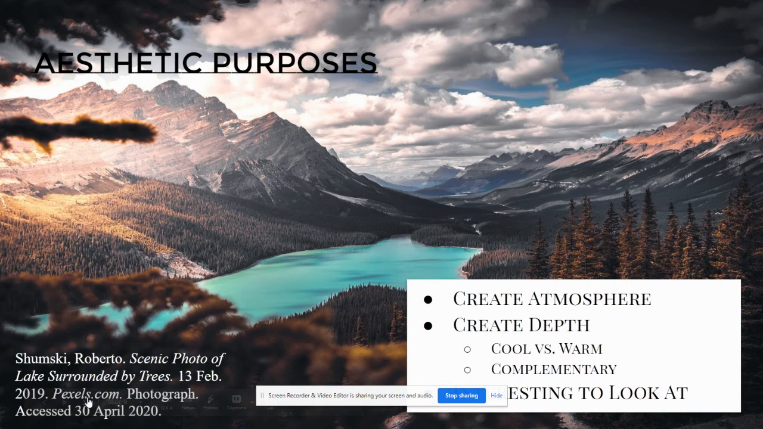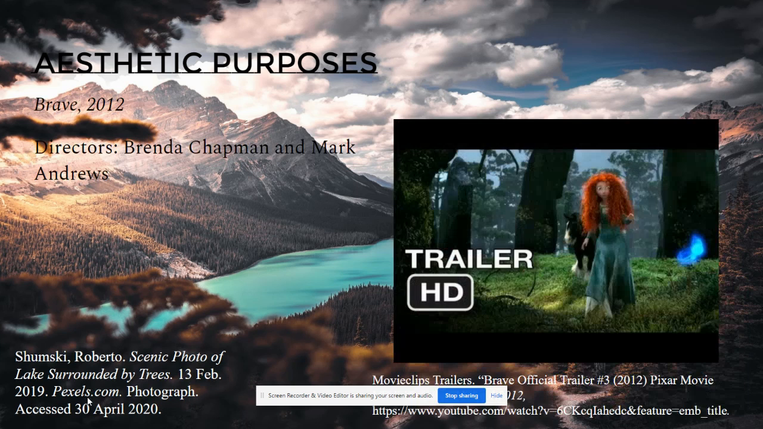Colors in movies can also be used for aesthetic purposes. They can help create an atmosphere, create depth, again with that cool versus warm colors I discussed earlier, and also with complementary colors. And you can just make it interesting to look at and captivate your audience. I have shown a romantic drama, a thriller, action thriller, a comedy, and then I also want to show that this also goes with animated movies as well.